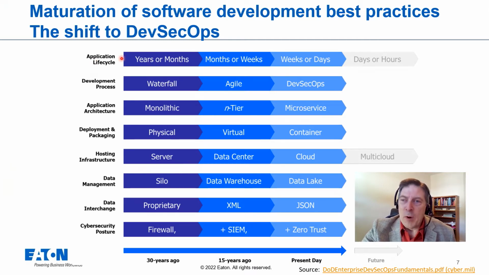back then we were doing waterfall development, and we remember that it's a very slow process. We'll cover this in more detail. Typically developing monolithic applications on physical servers. And communication protocols were proprietary. We leveraged things like firewalls for protecting things. And the life cycle was in terms of years, maybe months, but it was a long development process.